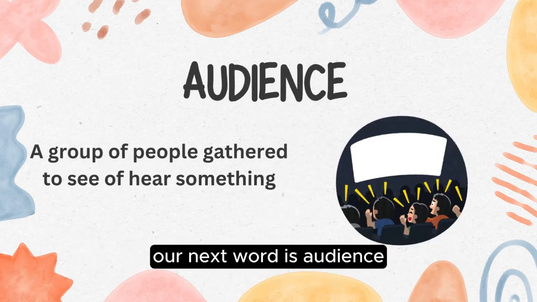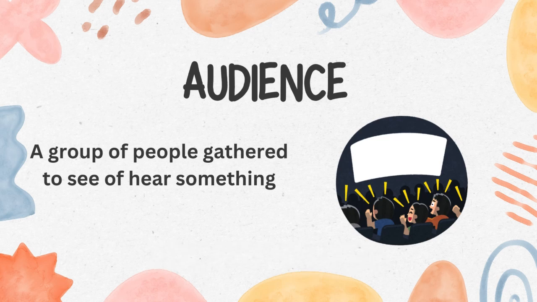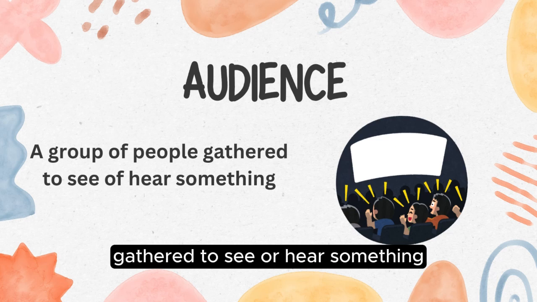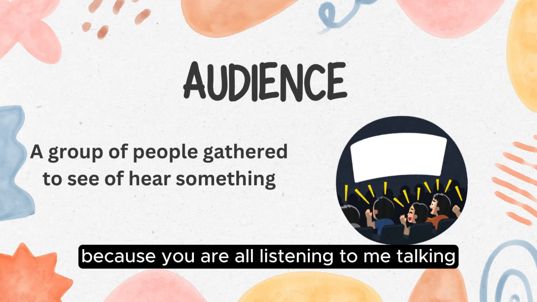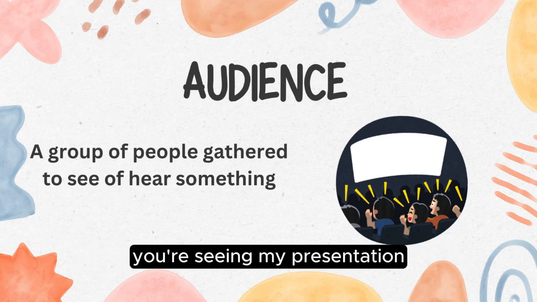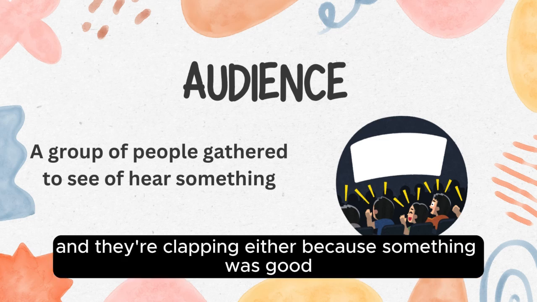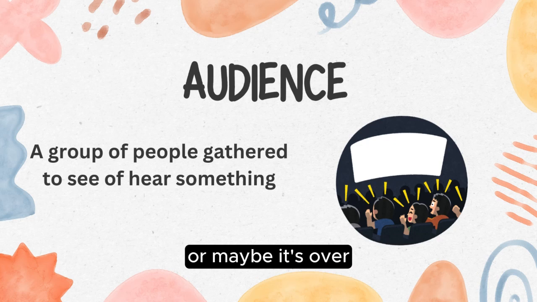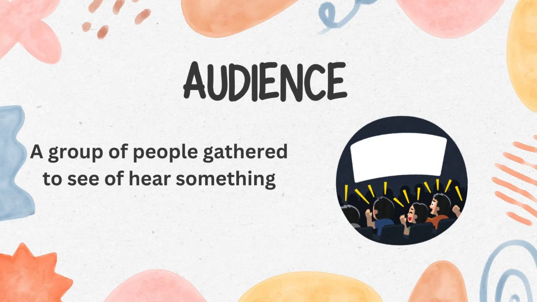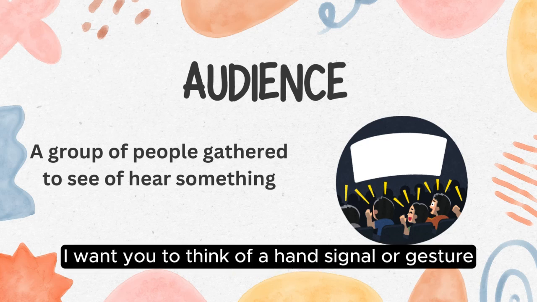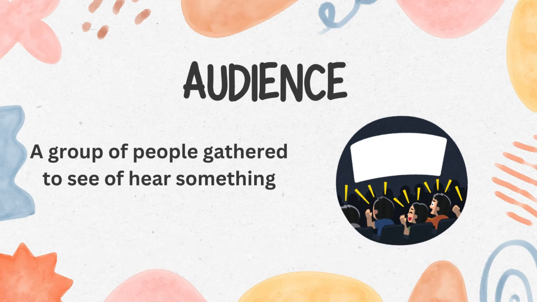Our next word is audience. Everybody say audience. An audience is a group of people gathered to see or hear something. So right now you are my audience because you are all listening to me talk and you're seeing my presentation. So that's the picture of our people. They're in the audience and they're clapping either because something was good or maybe it's over. So again, I want you to think of a hand signal or gesture for audience.